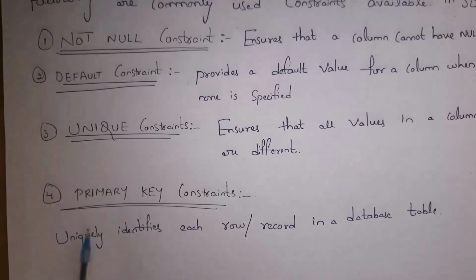Next I will explain primary key constraints. Primary key constraints uniquely identify each row or record in a database table.